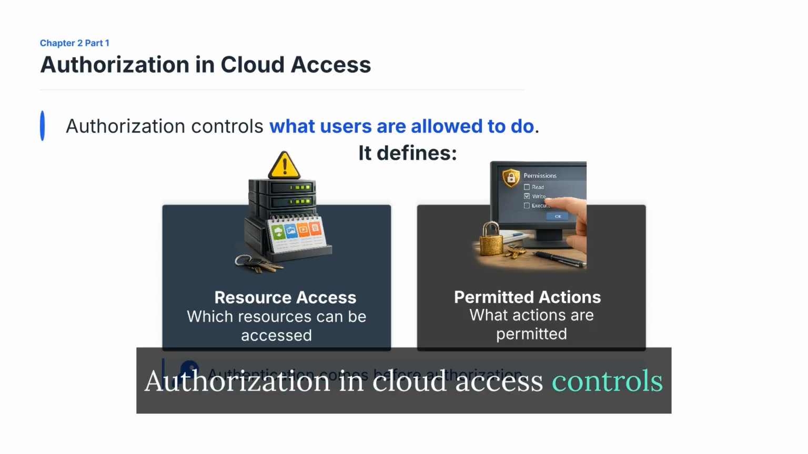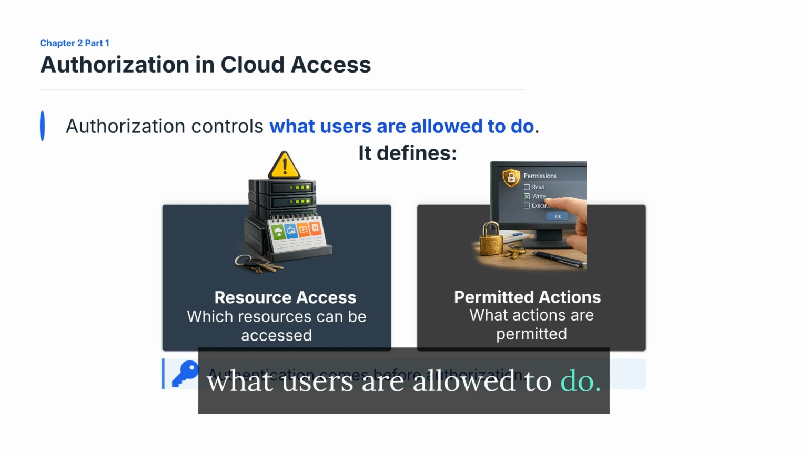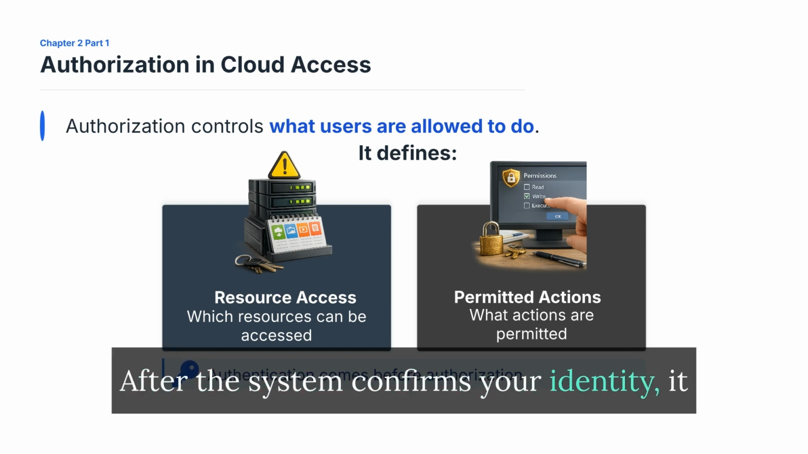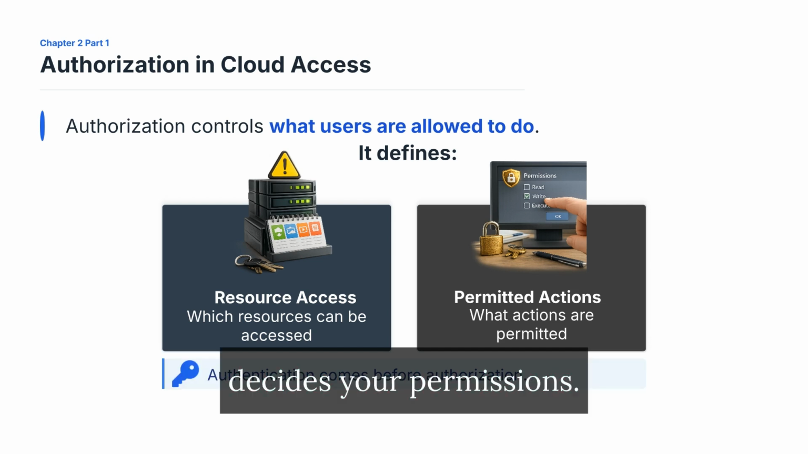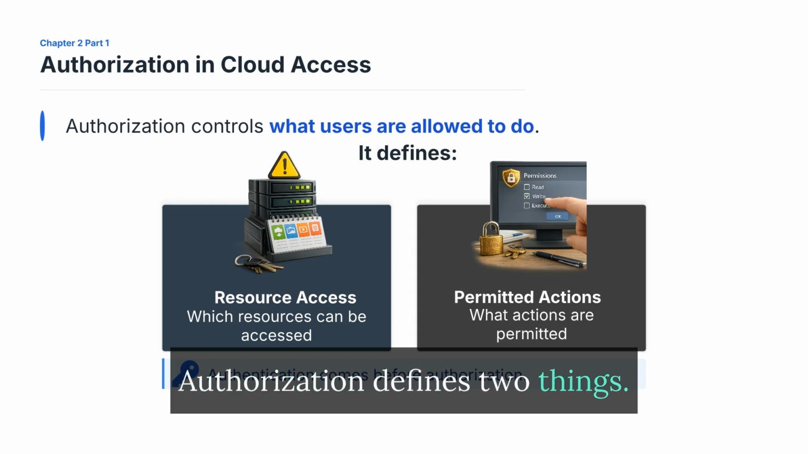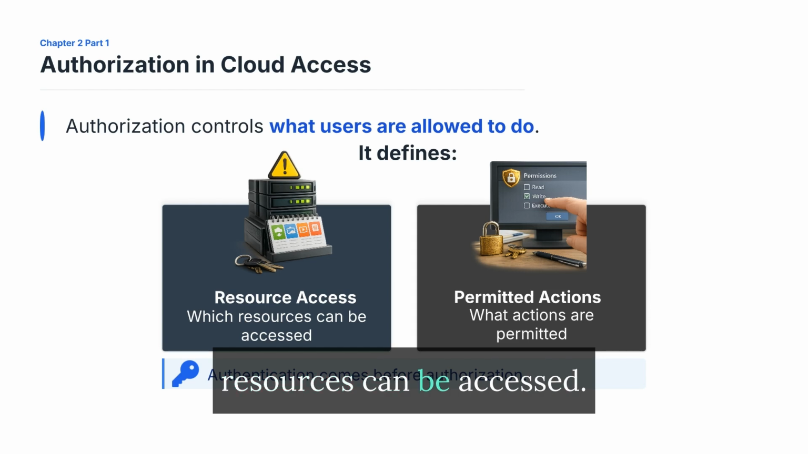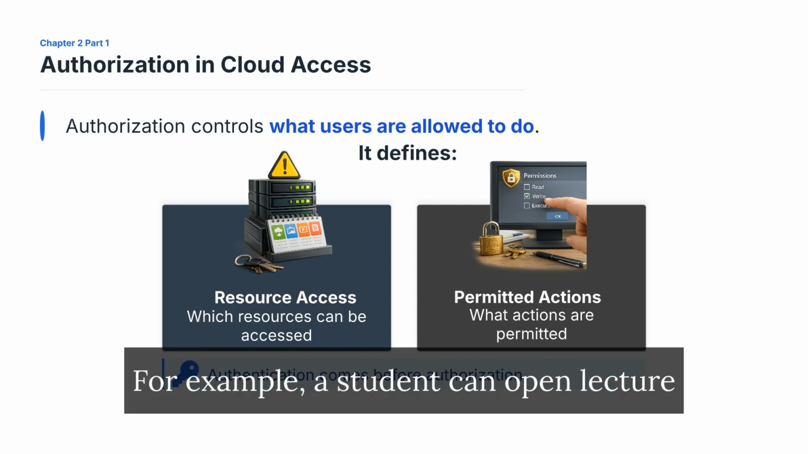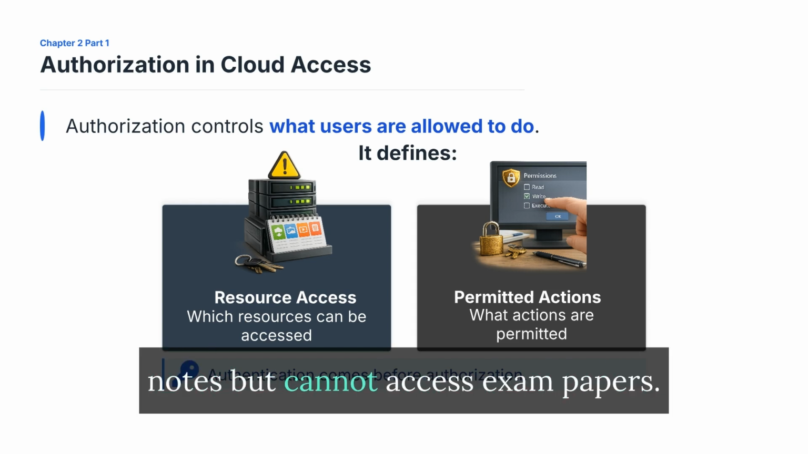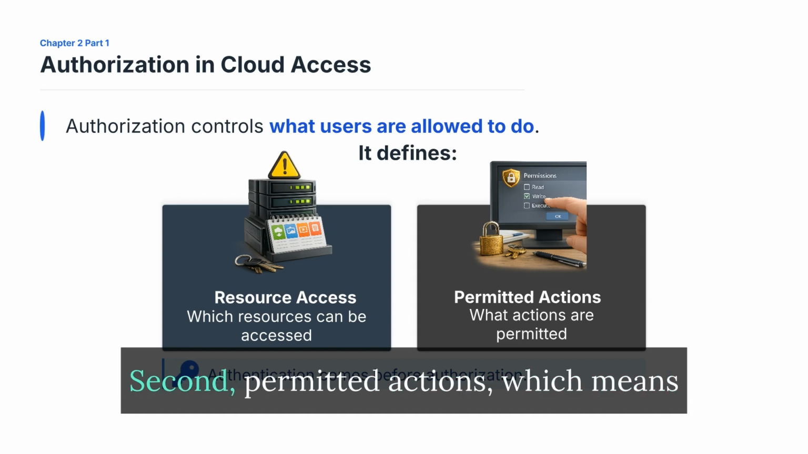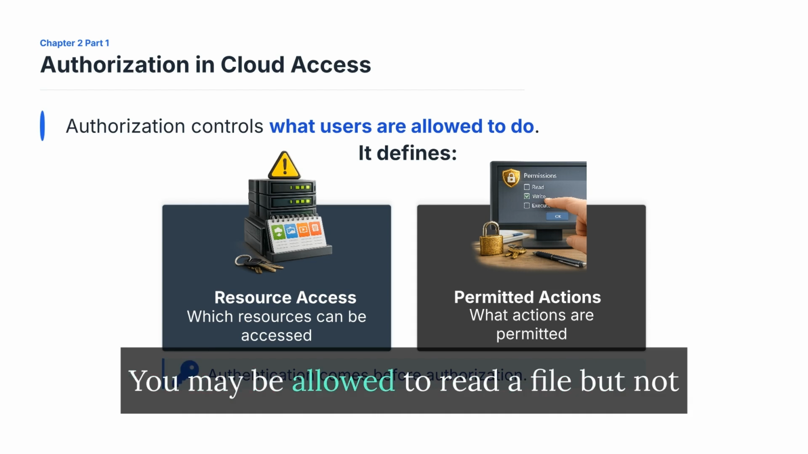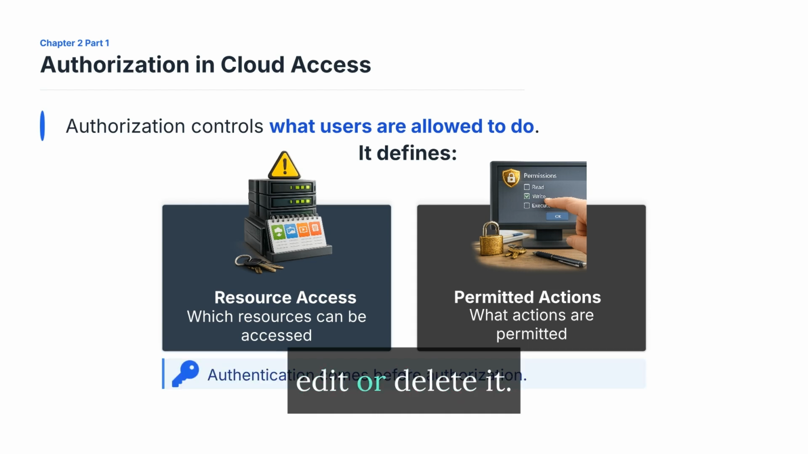Authorization in cloud access controls what users are allowed to do. After the system confirms your identity, it decides your permissions. Authorization defines 2 things. First, resource access, which means which resources can be accessed. For example, a student can open lecture notes but cannot access exam papers. Second, permitted actions, which means what actions are permitted. You may be allowed to read a file, but not edit or delete it.